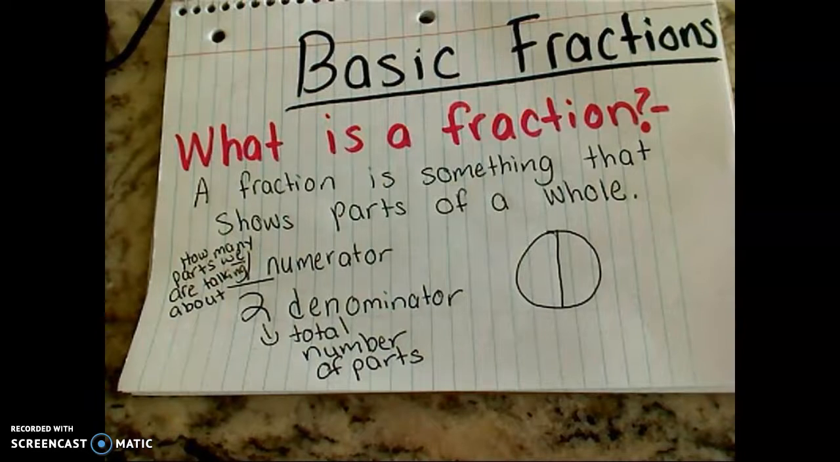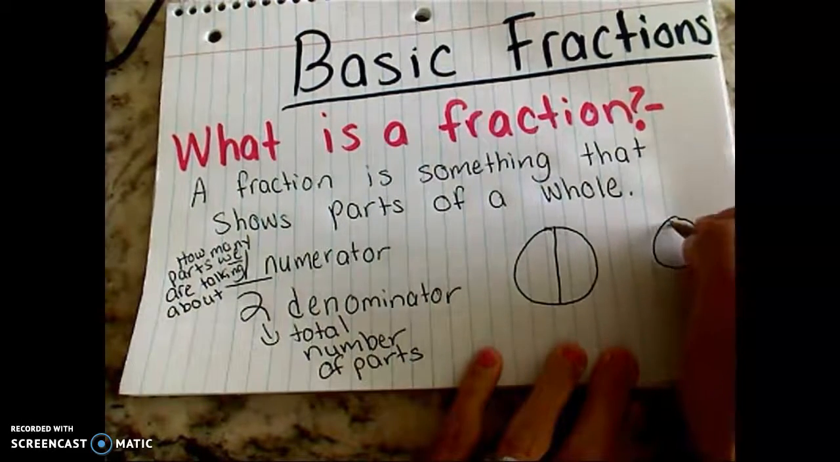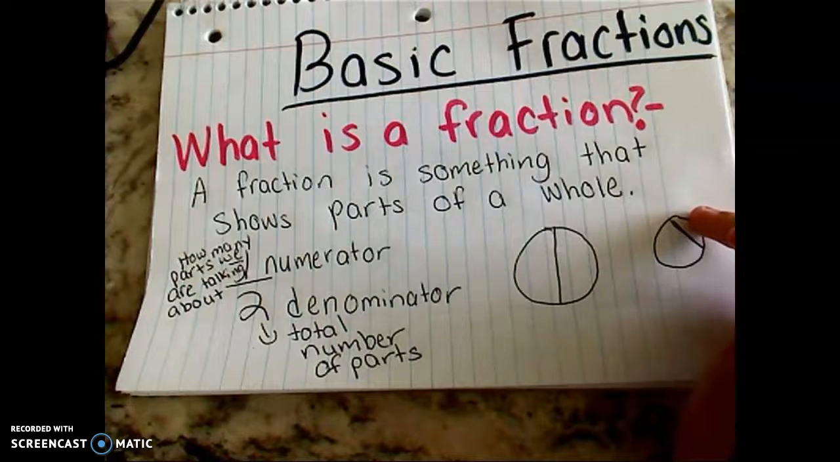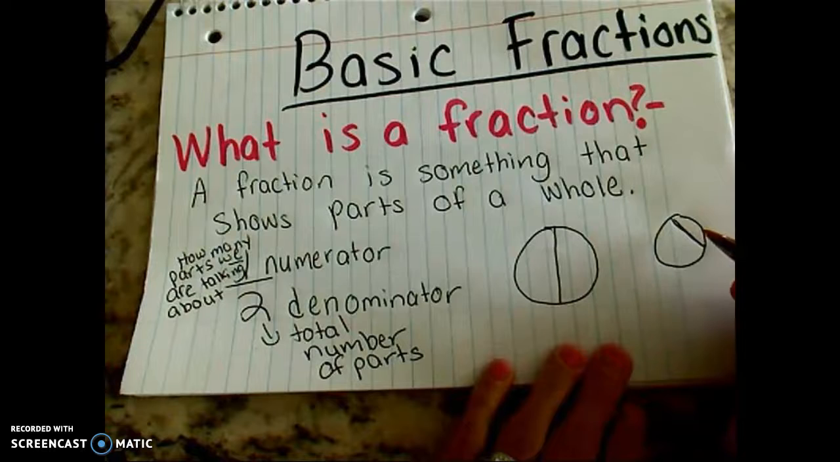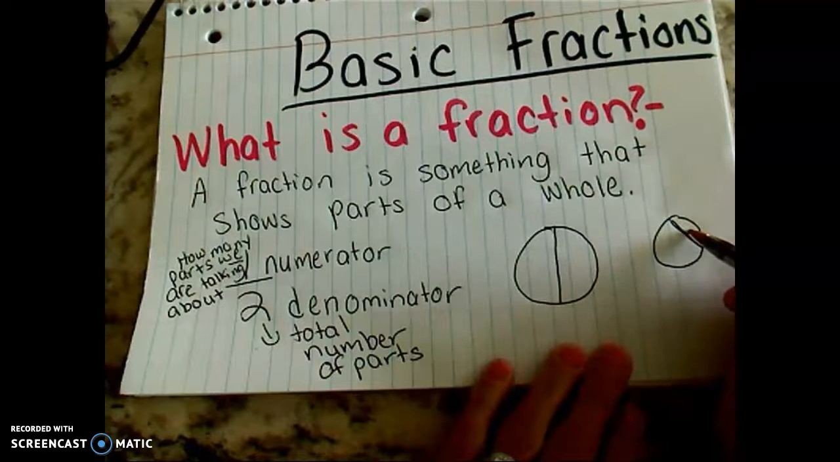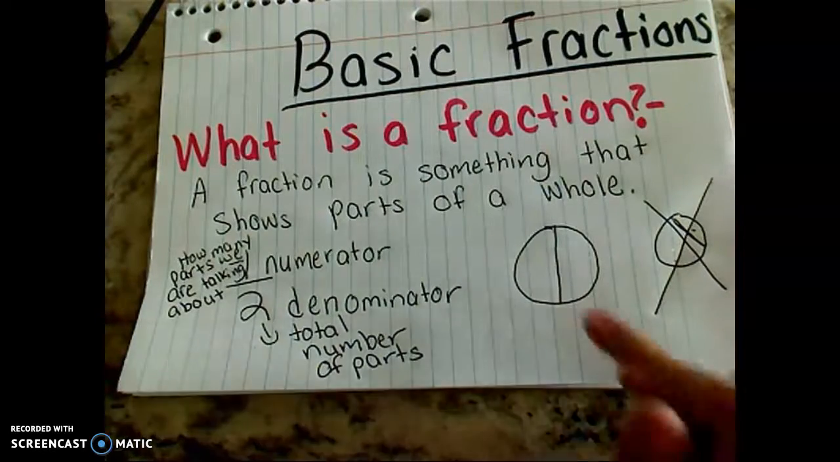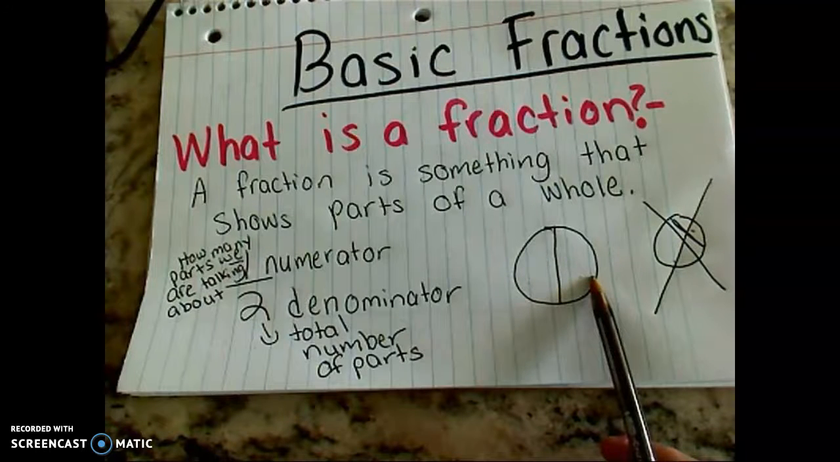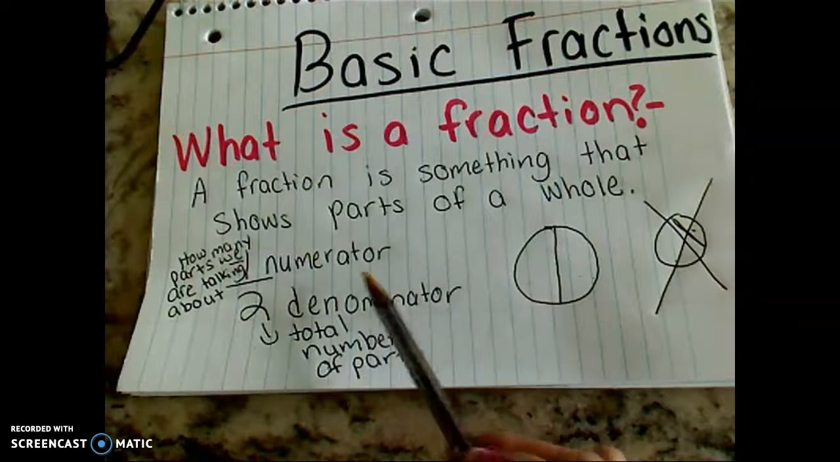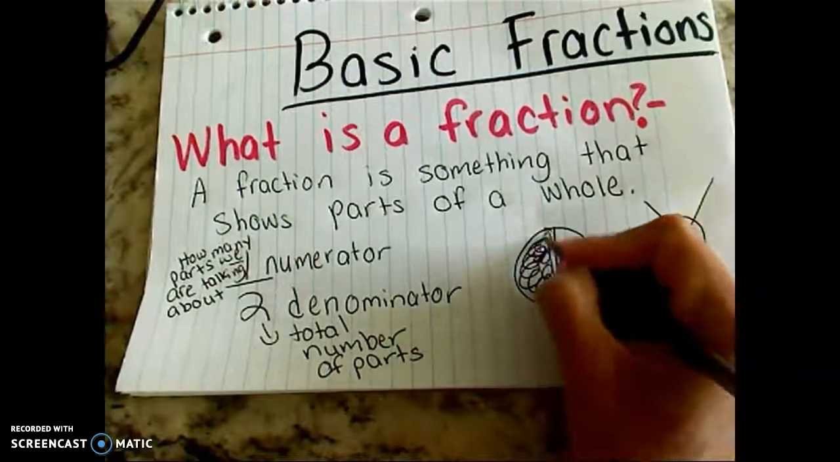Remember, our parts have to be equal. If I drew a circle and split it unevenly like this, yes, this does show me 2 parts, but they are not equal, so it cannot represent a fraction. It's not fair if this was a pie and my sister got the small piece and I got the large piece. So that does not represent a fraction. Each part has to be equal. So I have my total number of parts, which is 2, and then I need to shade 1 part to represent 1/2.